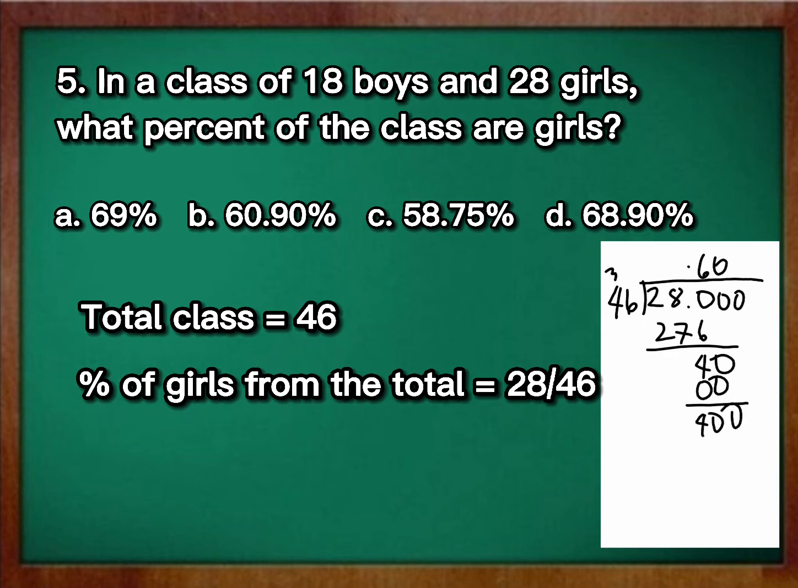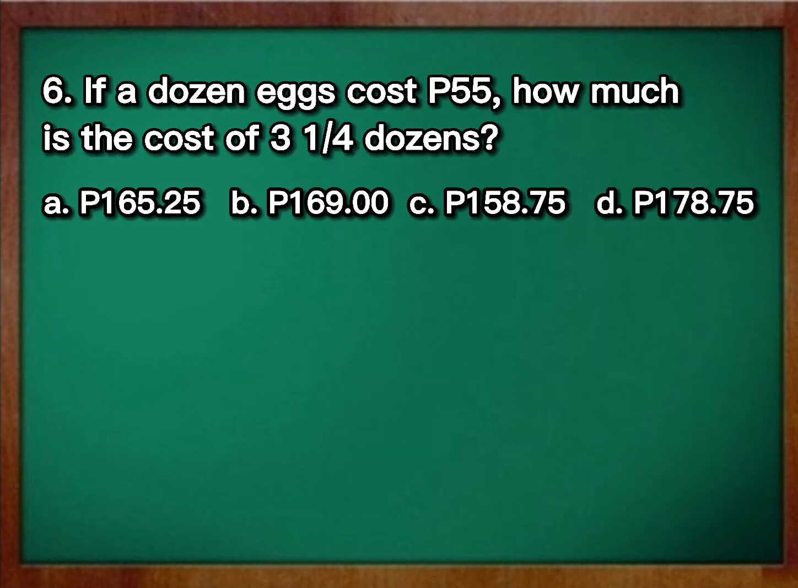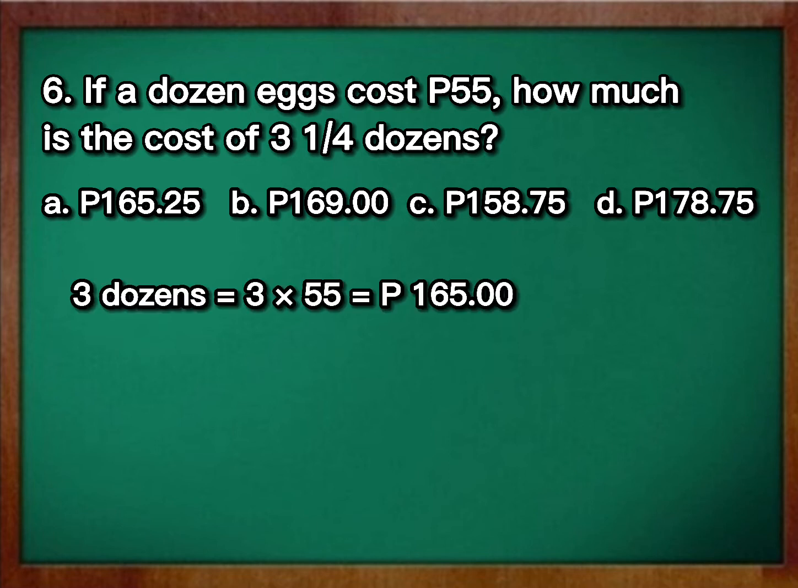We get 60.86, or that's 60.90%. If a dozen eggs cost 55 pesos, how much is the cost of 3 1/4 dozens?